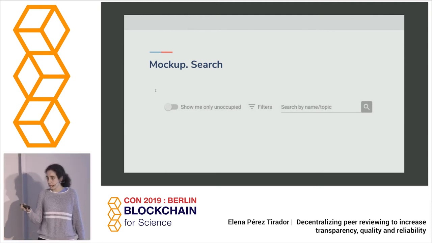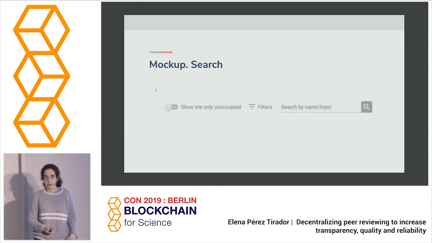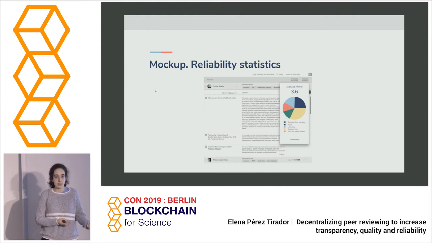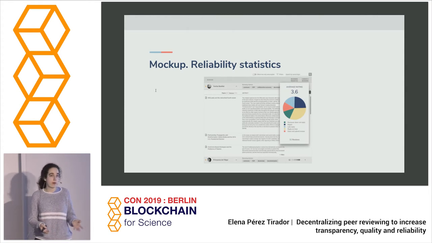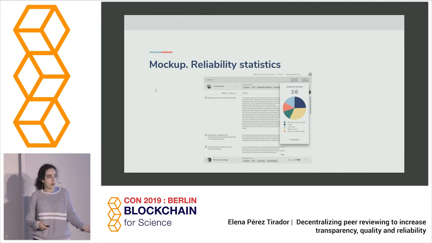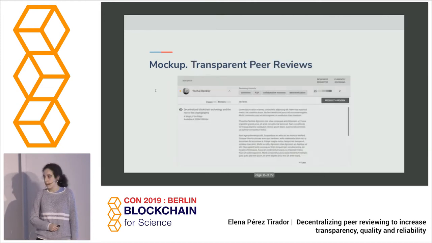So, once the search is done, a list containing the reviewers is displayed. This list contains the name of the reviewers, their reviewing interests, and a list of the published papers and review reports in case they are public. Also, it shows the reliability statistics, which is the second functionality. And this is, well, how many times they have delivered on time or late, or all this stuff.